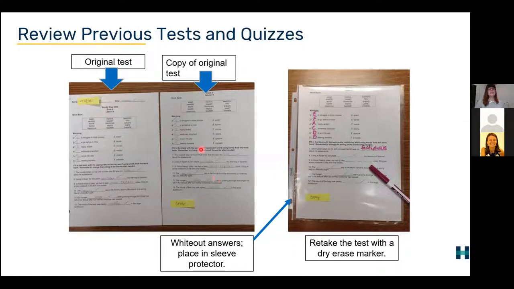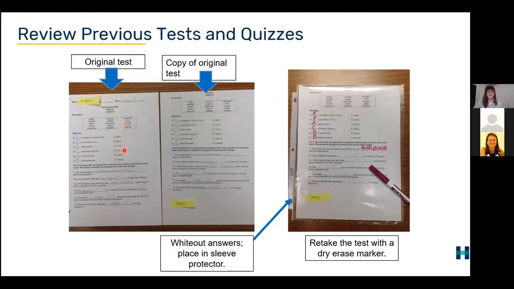Make a copy of the test, white out the answers, put the copy in a protective sleeve, take a dry erase marker and retake the test, and your original test becomes the answer key. Once again, the reason for this is that if it was on a quiz, a weekly test or a check, that means the teacher has already identified it. It's metacognition. These are the ones that you know.